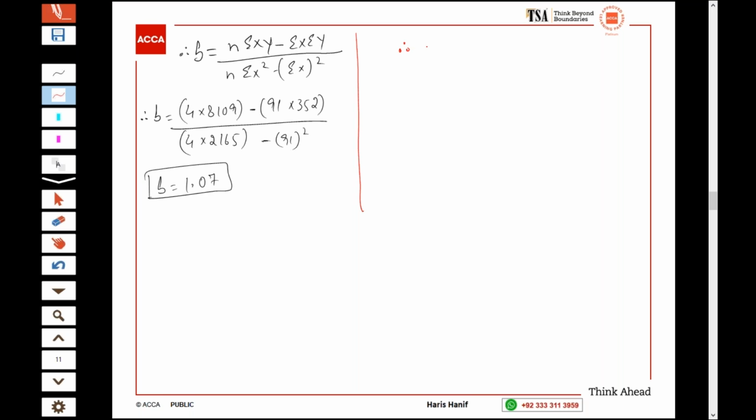Next, we are now going to calculate a, and the formula for a was summation of y upon n minus b summation of x upon n. Now summation of y was 352 upon n, 4, minus b, 1.07, multiplied by 91 upon 4, and now the a is 63.66.